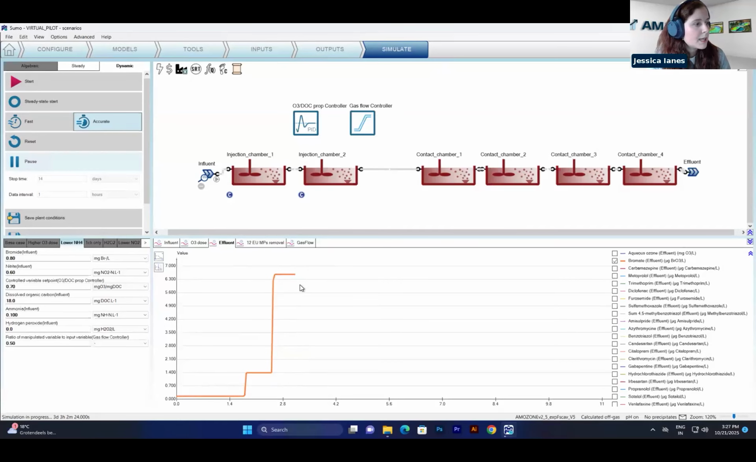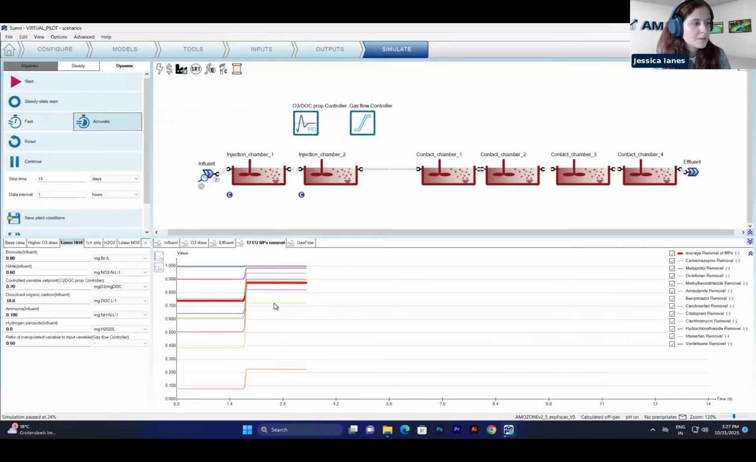And that's because ammonia plays a role in forming complex products, and it inhibits the bromate formation. So when we have higher ammonia, we also inhibit the bromate formation. In this case, reducing the ammonia concentration, we are now forming more bromate, while in terms of micropollutants removal, we don't see any change.